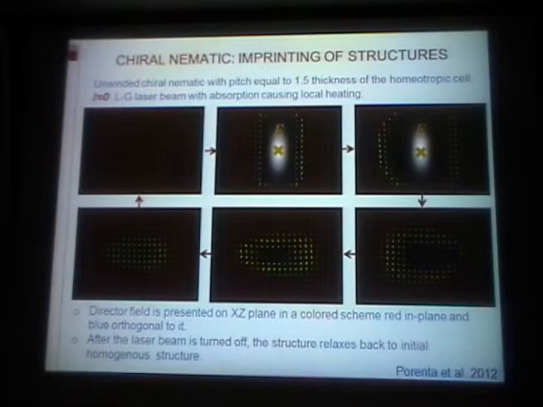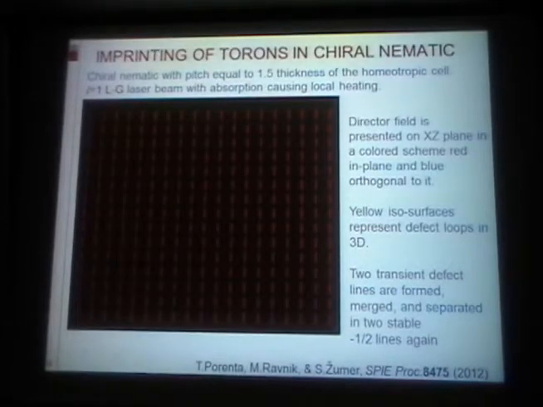So distortion is induced in the cholesteric as well. But when you reduce the laser beam, it goes back. So that means here we go in this direction, so it goes back and comes in here. So nothing is there. But if you use here a more complex L1 laser Gaussian beam.